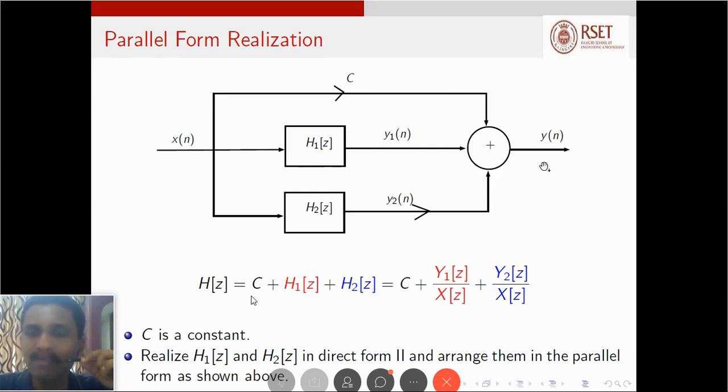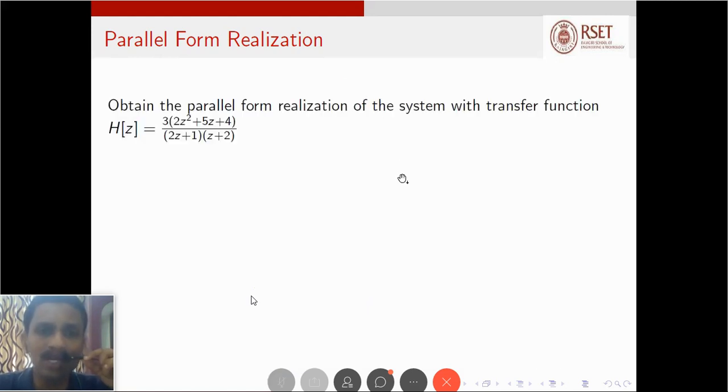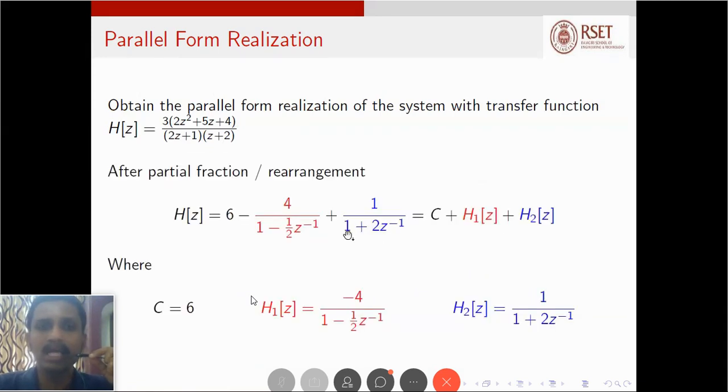Here in this particular example, Y(z)/X(z) is equal to C plus Y1(z) plus Y2(z). So H1(z) will be equal to Y1(z) divided by X(z). Similarly, H2(z) is equal to Y2(z) by X(z). Then arrange like this: C plus Y1(z)/X(z) plus Y2(z)/X(z). Here C is a constant. C may not be present in some cases. This is an example of the parallel form realization, as already explained.